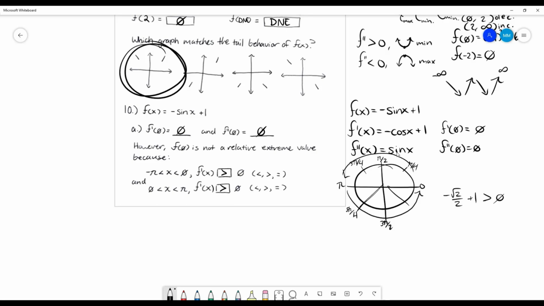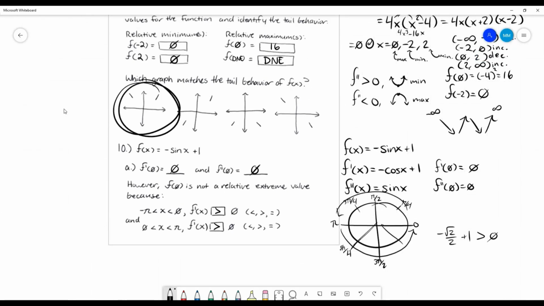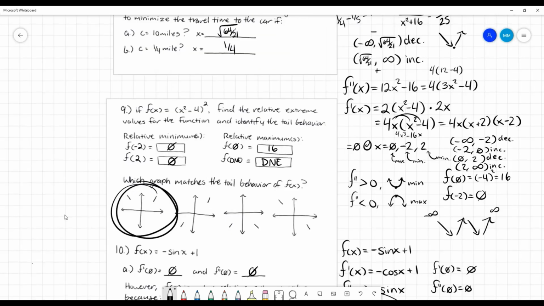I hope that makes sense. I'm not great at explaining this one, but that's like saying from negative infinity to infinity it's constantly greater than 0, so it's constantly increasing. And if it's increasing forever, there's no relative extreme values, because extreme values are when it changes from that.